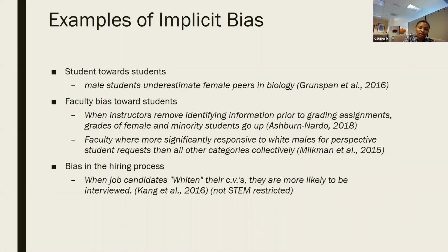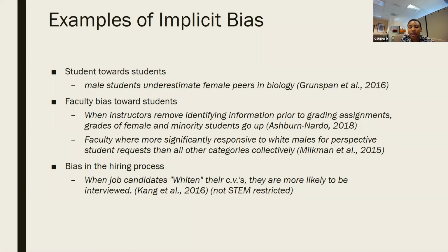And so this kind of goes back into the other research where students talk about how advisors and instructors don't reach out to them or follow up with them when they're interested in going to grad school or something. And then this last one, which is not STEM restricted, but does help us see how it affects students in the job market, is that when candidates whiten their CVs, they're more likely to be interviewed. So when they show that they're not a minority, they are more likely to be interviewed. And so we want to understand implicit bias in our community, especially CSUPERB, but we want to make sure that we don't perpetuate it. And so here's where we're going to do a lot of work in how to not perpetuate implicit bias.